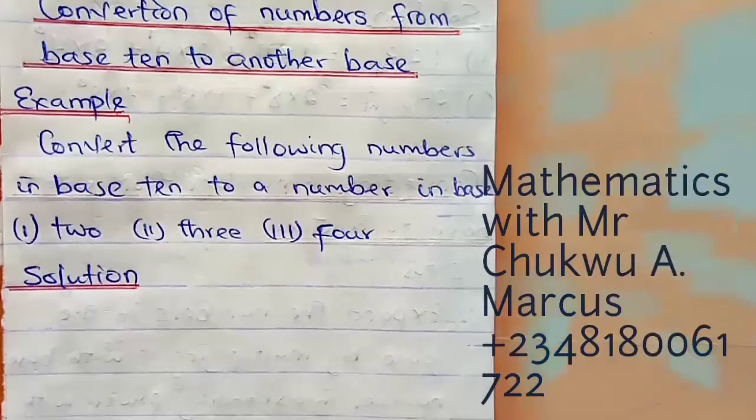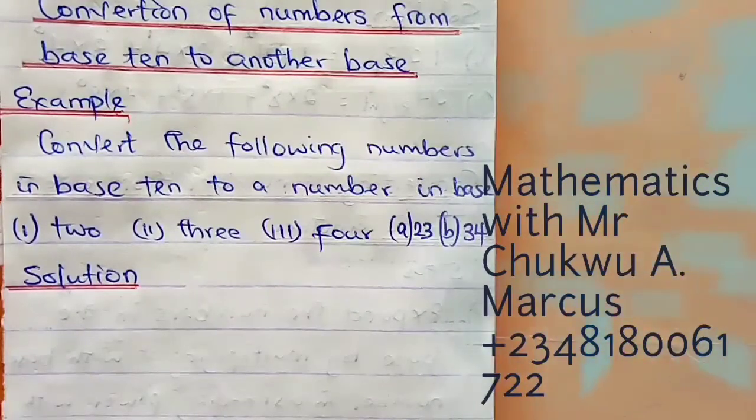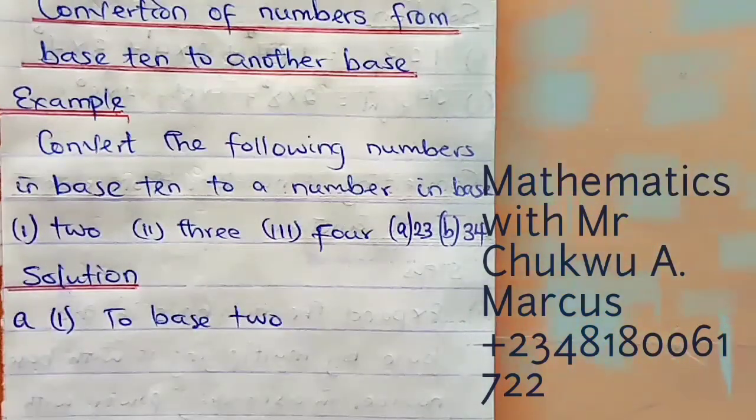I'll be doing this, first of all, converting the values to base 2. Then I will convert the values, that is 23 and 34, to base 3. And then the last one, I will convert 23 and 34 to base 4. Okay, let's first of all do conversion of 23 and 34 to base 2. The rule asks us to divide the number by the required base, and the required base here is base 2. Therefore, we're going to be dividing by 2 repeatedly.